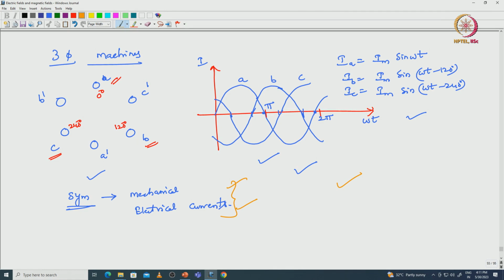With this I am concluding this class. So in order to generate the rotating magnetic field, or in order to make the machine operate, we have to give the mechanical displacement symmetrically as well as the electrical displacement also symmetrically with respect to excitation.